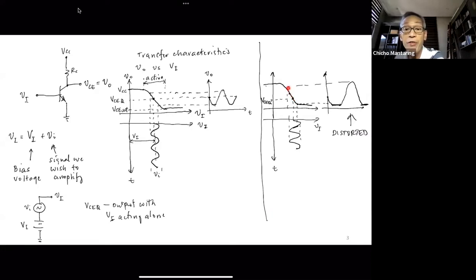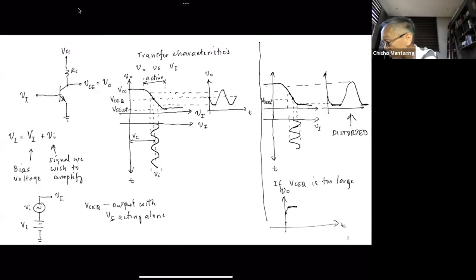On the other hand, if I chose a value of VCEQ that is too big, now my output tends to become cut off earlier. So madi-distort naman siya dun sa kabilang side. It will be distorted in the other side. So if VCEQ is too large, what will my output look like? This is V sub O versus t. Dito naman siya madi-distort. It will go there and then it will cut. And then there, and then it will cut again.